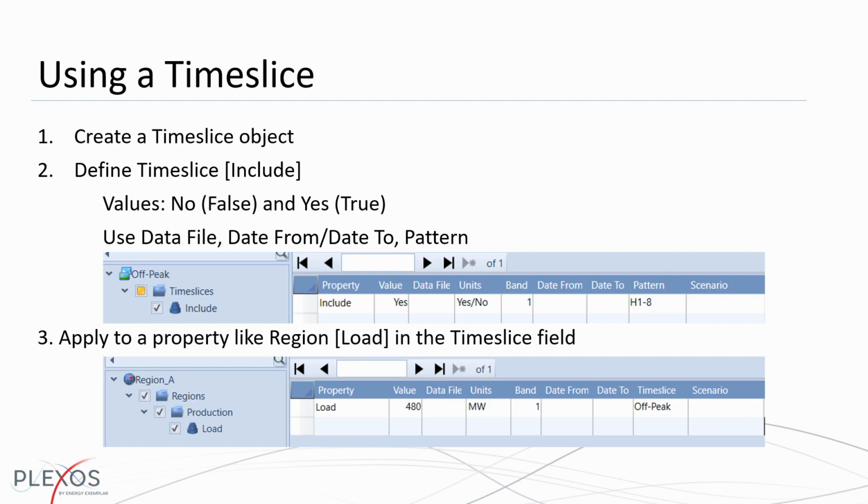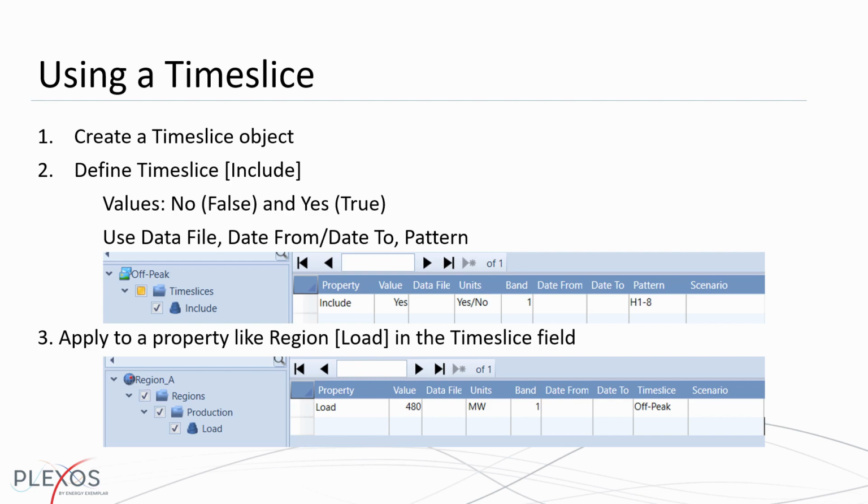The second step is to define the property time slice include. This property has only two values, yes or no. But then we additionally define the time period using a data file, date from or date to, or a pattern. In this example, we have set include to yes and defined a pattern of hours 1 through 8, representing the first hours of the day.